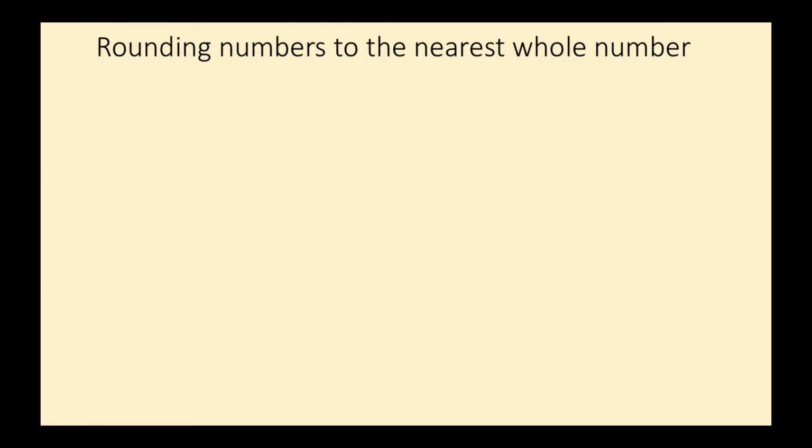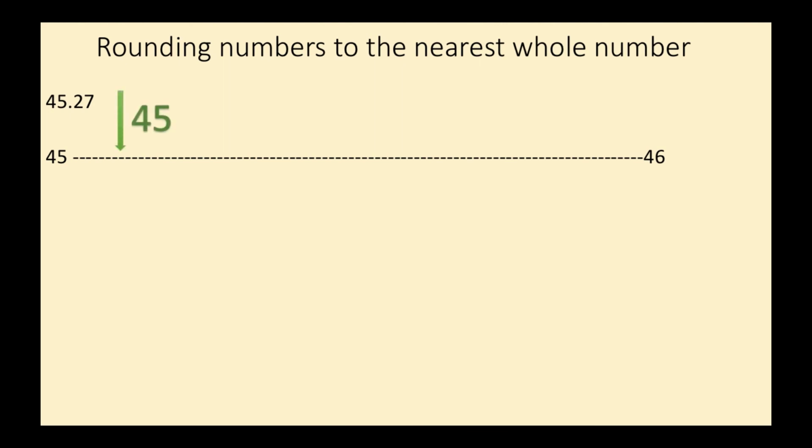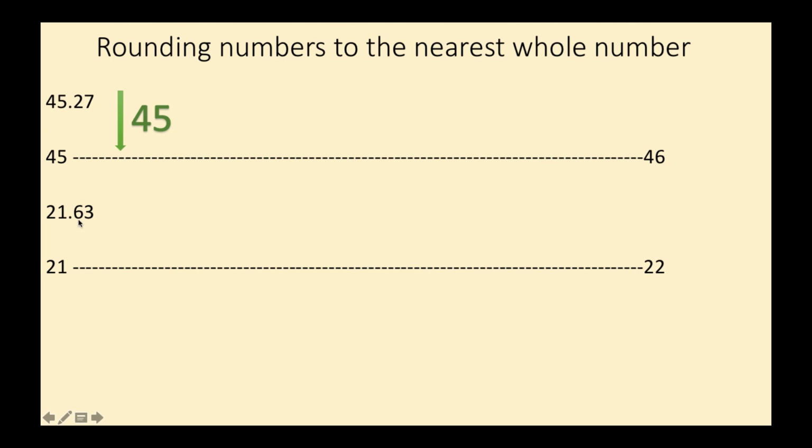Okay, rounding numbers to the nearest whole number then. 45.27. Well, 45.27 is between 45 and 46. And the 0.27 is less than 5. The 2 is less than 5, so it rounds down to 45. 21.63 is between 21 and 22. And the 0.6 is above 5. So that's like saying £21.63. You're almost at £22. So you can say we round it up to 22.